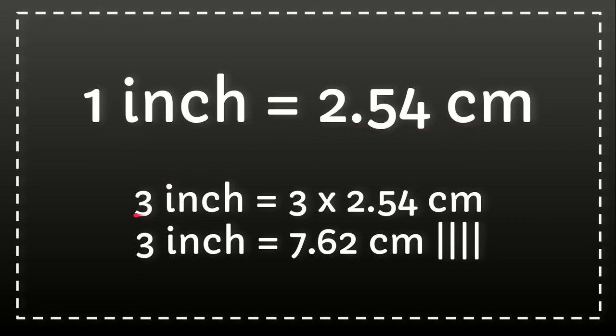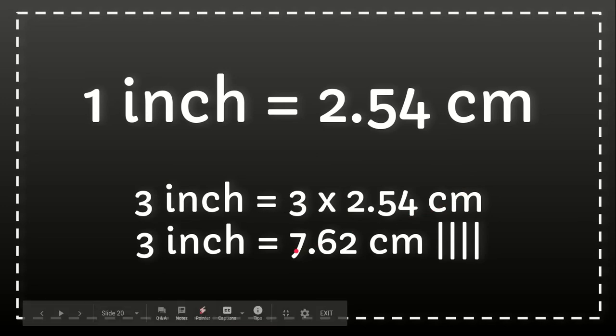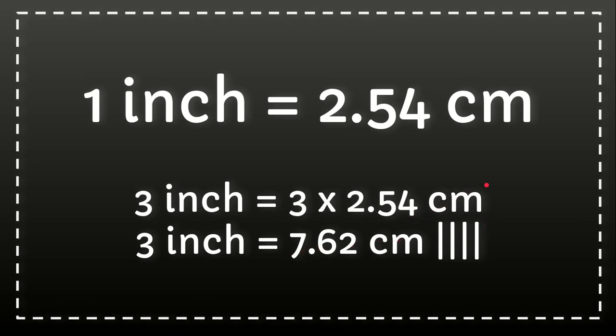And just in case you want to convert using a different number, for example 3 inches into centimeters, then all you need to do is put 3 here and multiply that number by 2.54, and now you have 7.62 centimeters. And that's how you solve the problem.